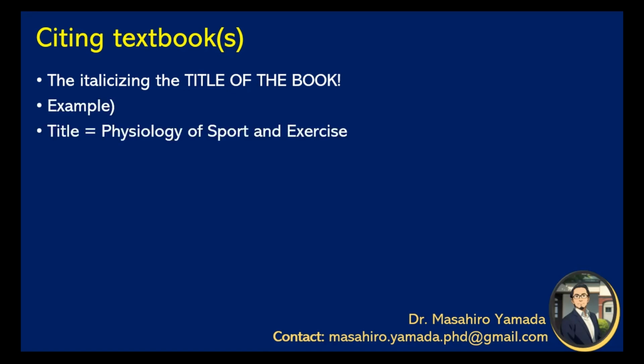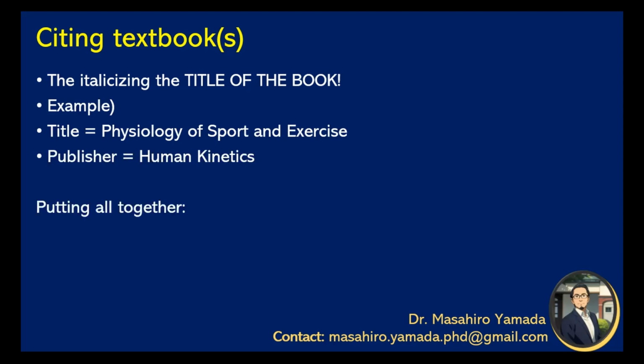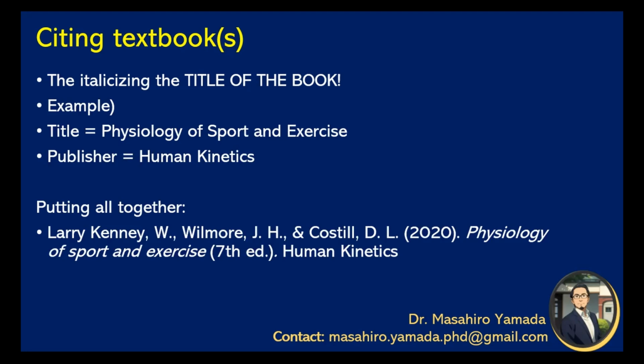So, for example, the title of the book is A Physiology of Sport and Exercise, and the publisher name is Human Kinetics. Then, the APA style citation of a textbook should look like this. You start with the author's name, right? And the year, we already talked about that. And italicize the title of the book, following the normal English grammar.